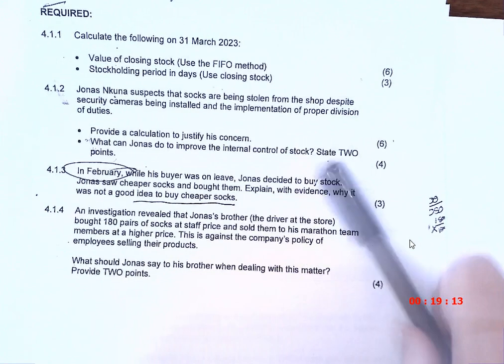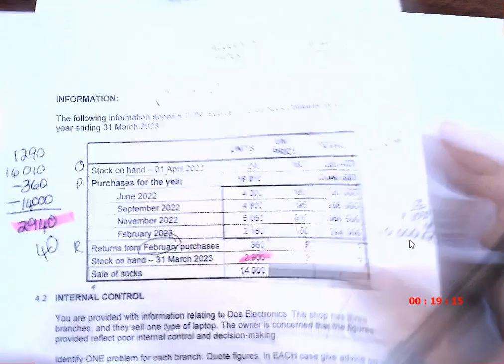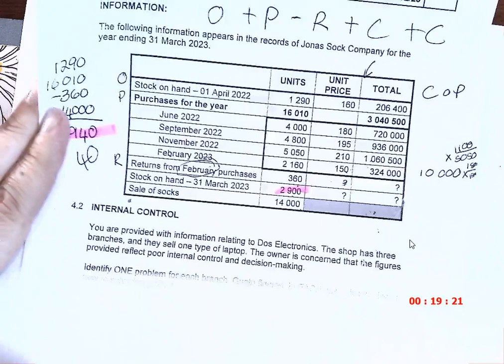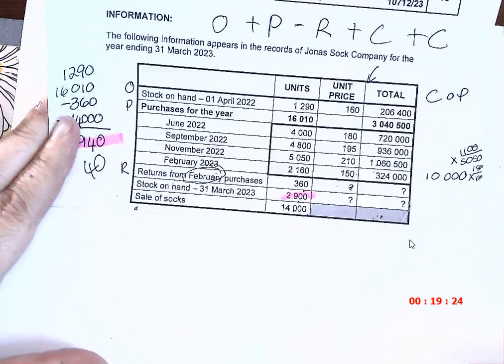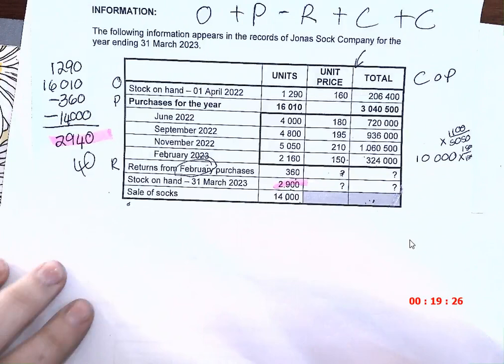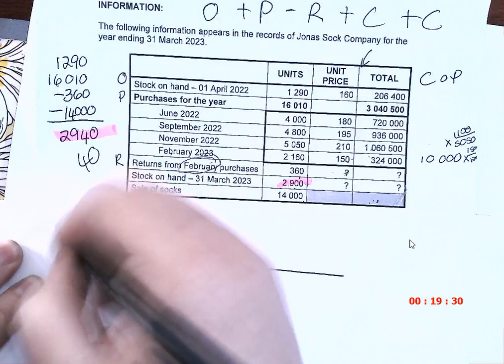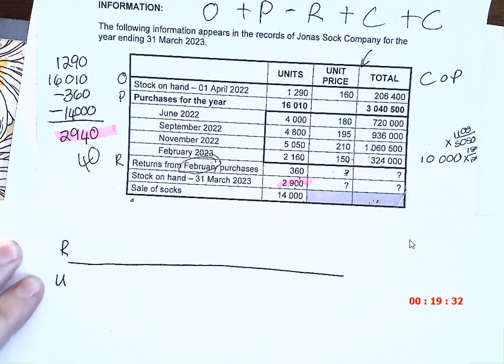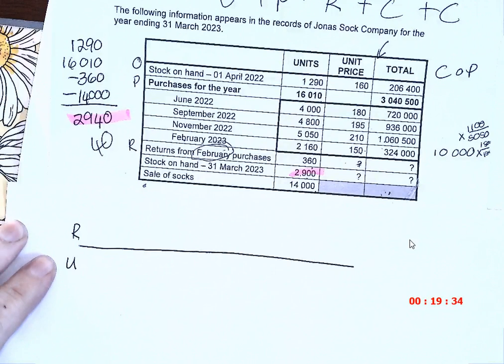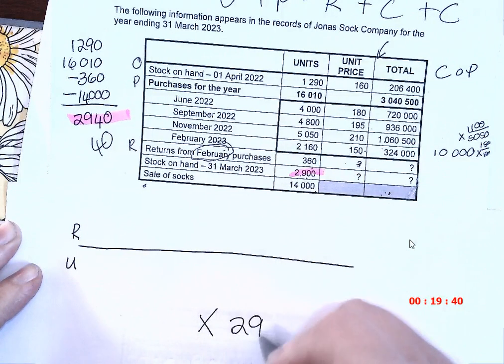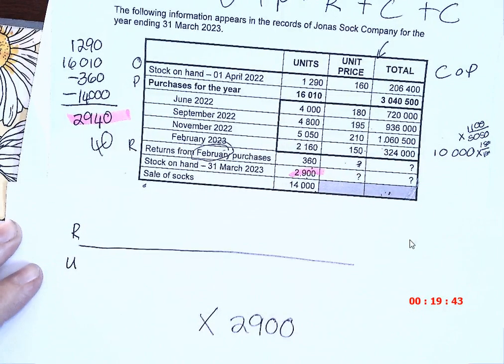Okay, now, your question was on all the methods. So now, let's use this one and do weighted average. The difference is only this. I draw the longest line ever. I say the top is rand, the bottom is unit. Why? Because I want to get an average price, and that average price I want to times with the closing stock. That's what I want to do. Can you see the difference?